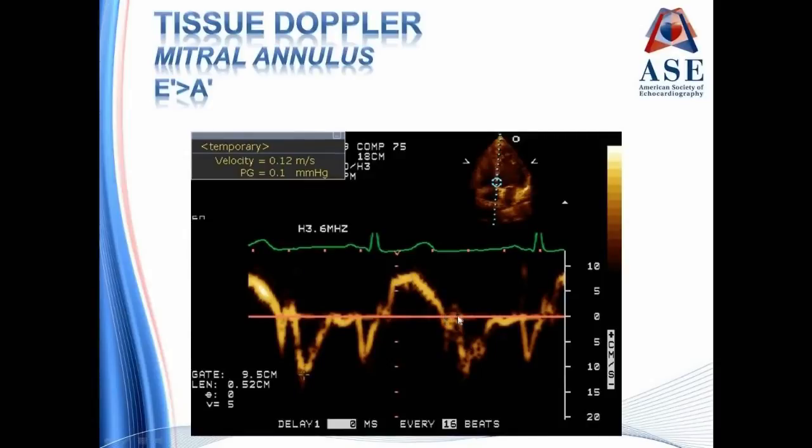And then in diastole, as the ventricle relaxes, the mitral annulus moves away from the transducer, away from the apex. And this is called E prime, and corresponds to the timing of the E wave on Doppler, and this is A prime, corresponding to the A wave on regular Doppler. This is 10 centimeters per second, and an E prime of 10 centimeters per second is entirely normal.